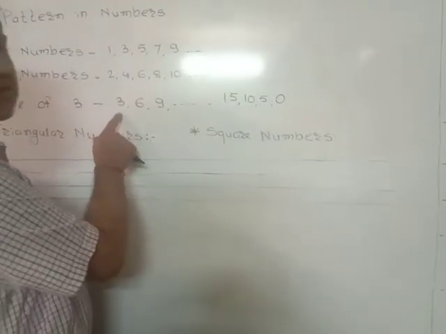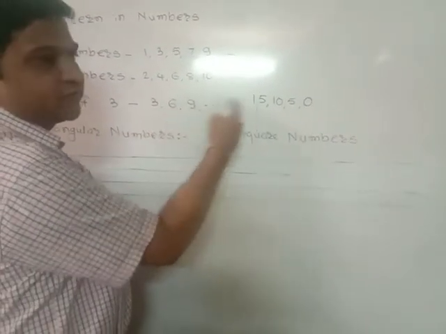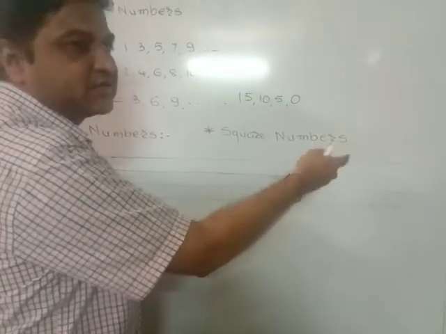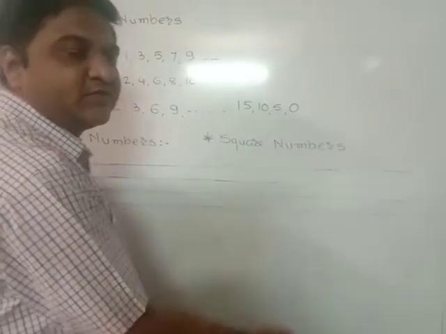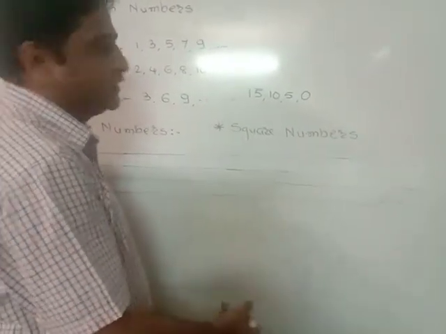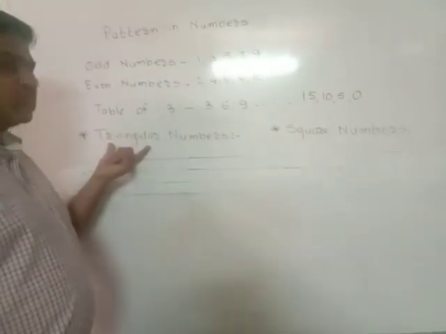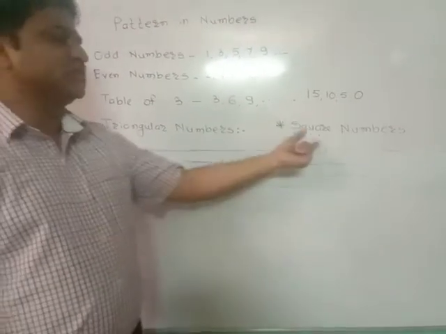On the other hand, the pattern in which the number of terms goes on increasing and increasing and we don't have any end for the pattern is known as an infinite pattern. Next, what is meant by triangular numbers and square numbers?